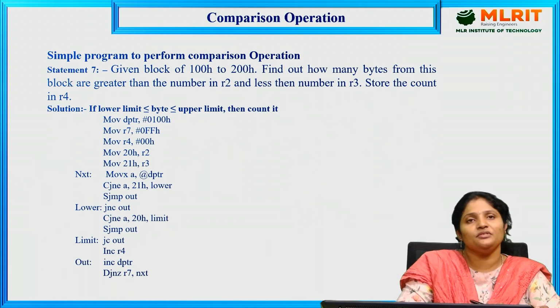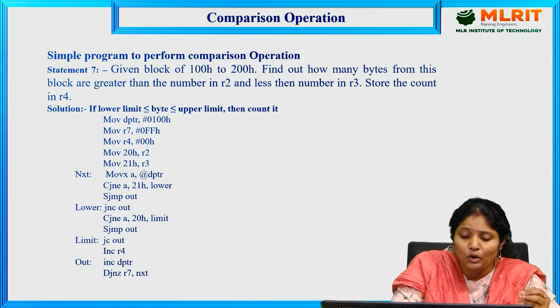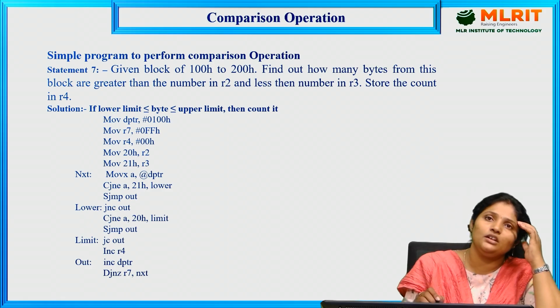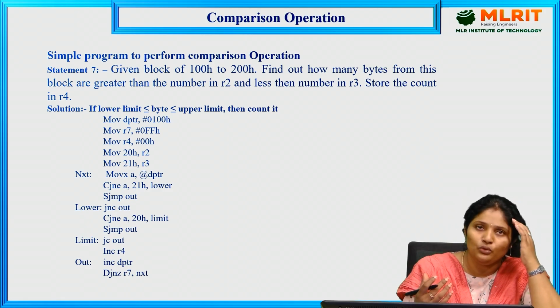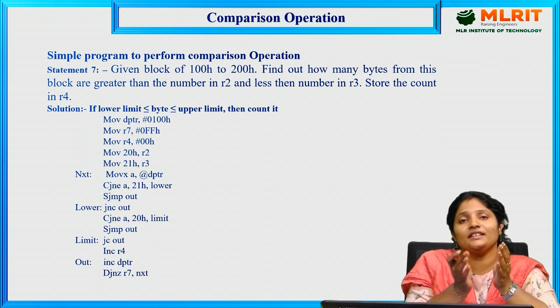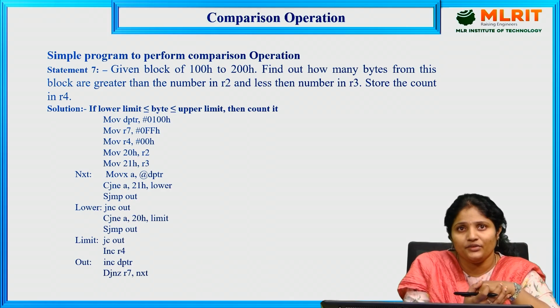Yeah, coming to the next program. Here they have given the block of 100H to 200H. So what is the difference? We need to find out. We need to keep a loop, right? We need to find out how many locations are there between the 100H and 200H address locations.